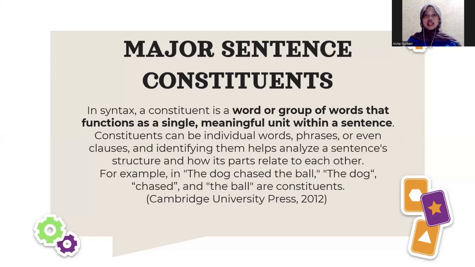For example, in the sentence "the dog chased the ball," there are 3 constituents in this one sentence. The first constituent is "the dog," which is a noun phrase and acts as the subject. The second constituent is the word "chased," which works as the verb. The third constituent is "the ball," which is a noun phrase and acts as the object.